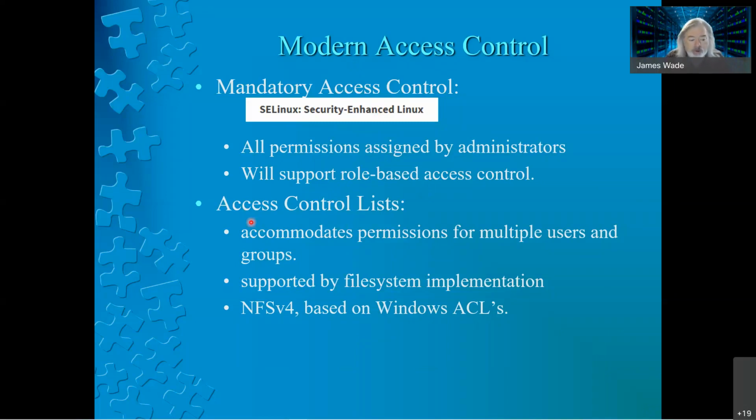Now, when you hear access control lists, you probably think, oh, routers, you mean? No. In the Unix world, we have access control lists, which accommodate permissions for multiple users and groups, and they're supported by different file system implementations. It was actually, look at this, based on Windows access control lists. This was NFS version 4, network file share. This is where we could share files across a network with a network share, but give different types of permissions to different users and different groups.